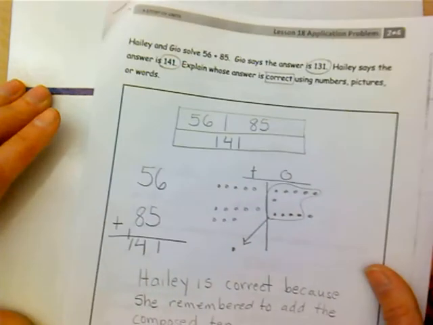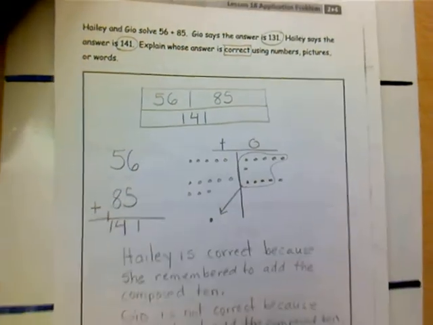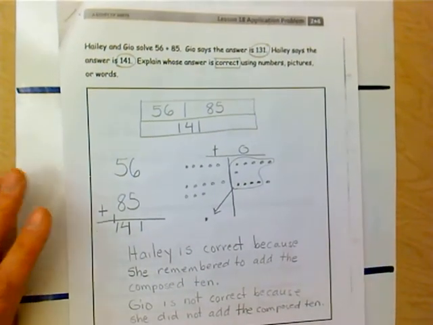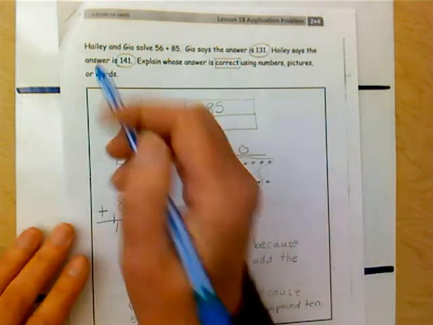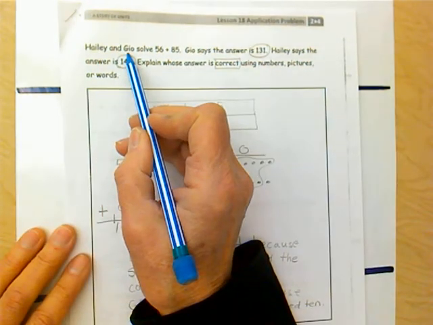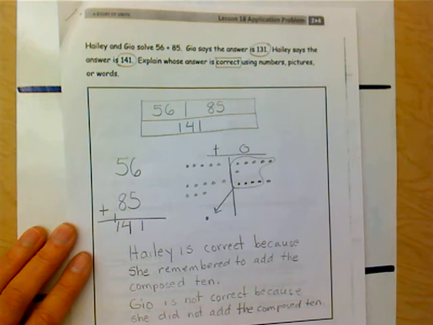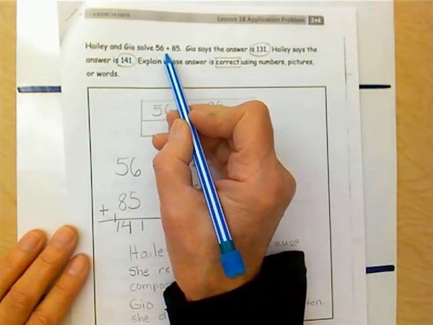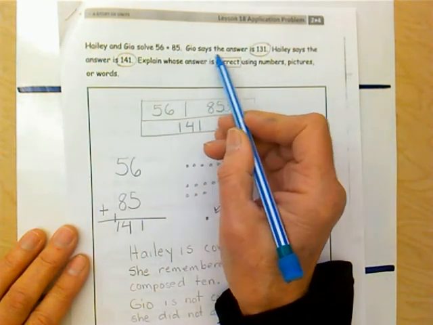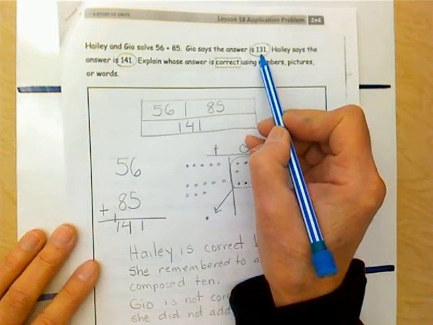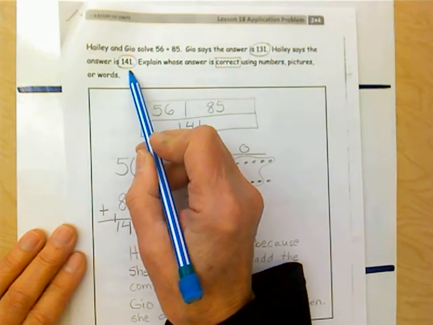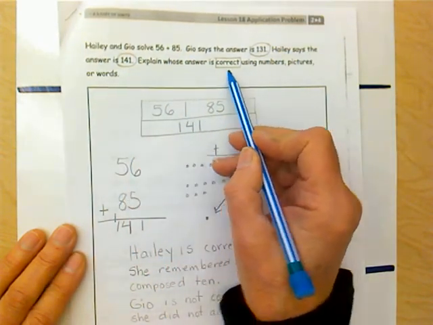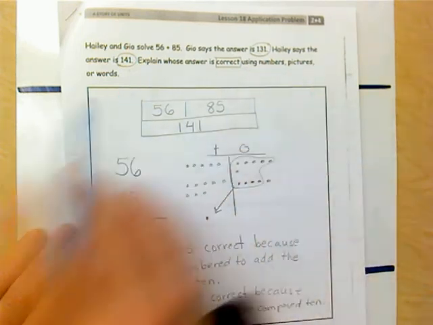All right, so now let's go ahead and we will take a look at the word problem that you needed to solve. Let's see if I can get this so it's in a good position. So we have Haley and Joy, and they are trying to solve 56 plus 85. Joy says that the answer is 131. Haley says that the answer is 142. You have to explain who is correct using numbers and pictures and words.